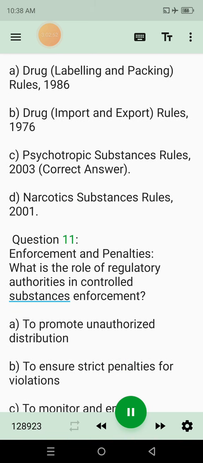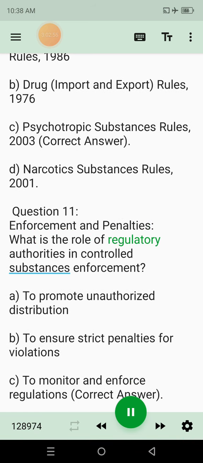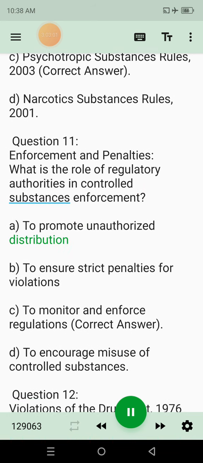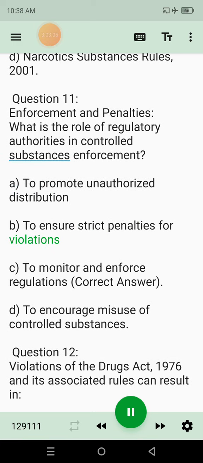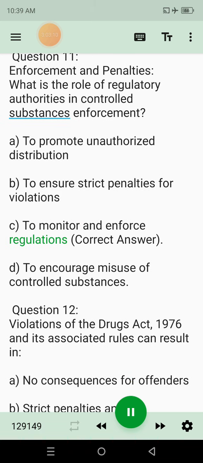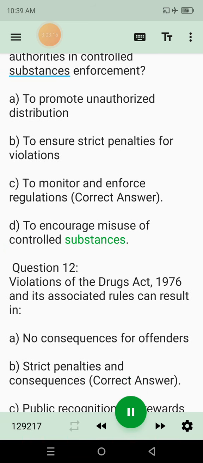Question 11. Enforcement and penalties. What is the role of regulatory authorities in controlled substances enforcement? A. To promote unauthorized distribution. B. To ensure strict penalties for violations. C. To monitor and enforce regulations. Correct answer. D. To encourage misuse of controlled substances.